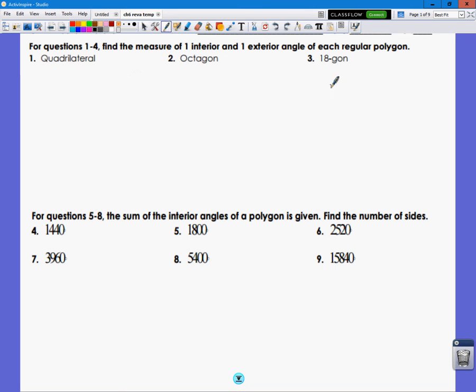There are two different ways that you could approach 1 through 3. There are two formulas that can be used to find an interior and an exterior angle in a regular polygon. To find an interior angle, you can use the formula 180 times (n minus 2) divided by n, where n represents the number of sides. In this case, number 1, n would be 4 in a quadrilateral. An exterior angle, you can use 360 divided by n, again where n represents the number of sides.